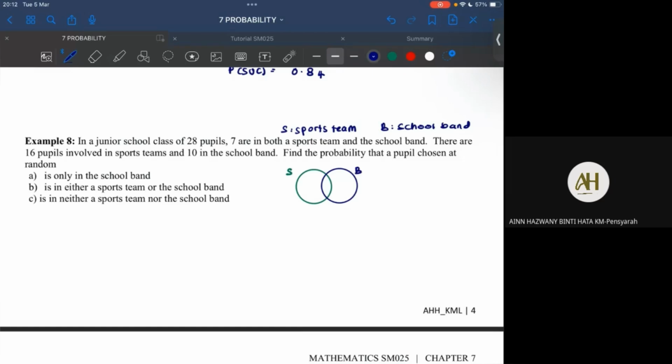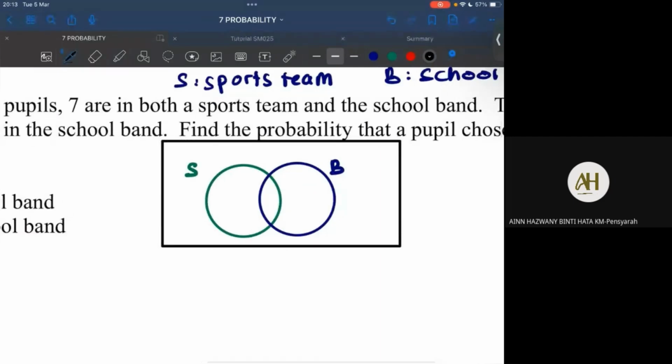So jangan lupa mesti ada kita punya kotak yang di luar yang menandakan selain daripada itu. Okay, so let's see. So question give us 28 pupils. 7 are in both sports team and the school band. That means di tengah-tengah kedua-duanya. Okay, so 7 di tengah-tengah.